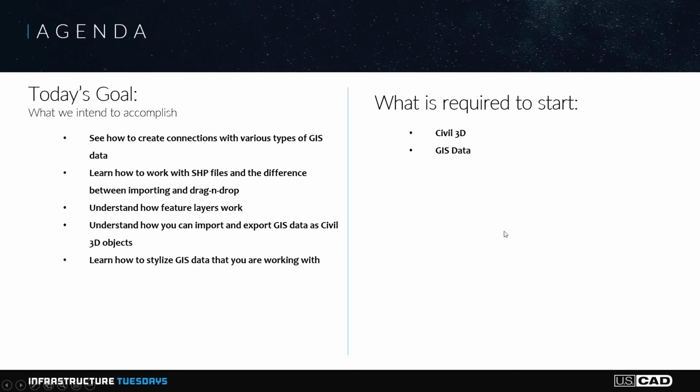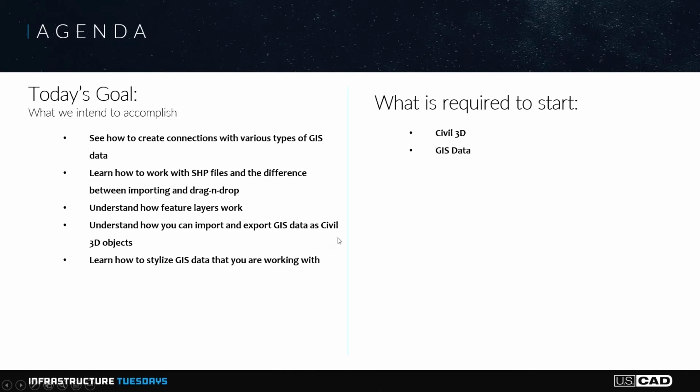What you need to start, you need Civil 3D and you need GIS data. That's really all you need. There is no additional software that has to be installed. Those are your two pieces. And just so you know, if you have AutoCAD Map, you can run all of what I'm going to show with AutoCAD Map as well. So even if you only had AutoCAD Map installed, you can still work that way as well.